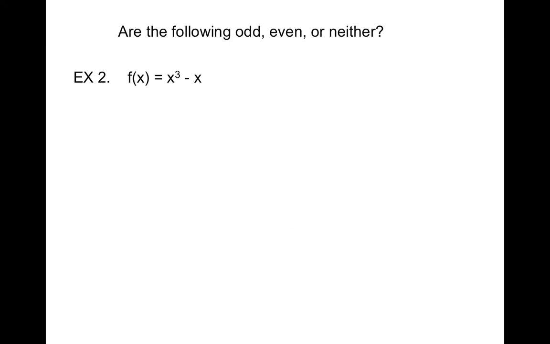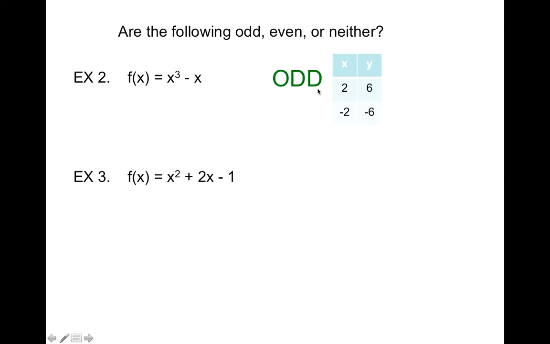So let's look at a couple examples. In example 2, f of x is equal to x cubed minus x. If I substitute 2 into the function, so I find f of 2, I get 6. If I complete the sign change and change the x value of 2 to negative 2 and plug it into the function, I get negative 6. The fact that I have a sign change in x that is mirrored with a sign change in y is the definition of odd.